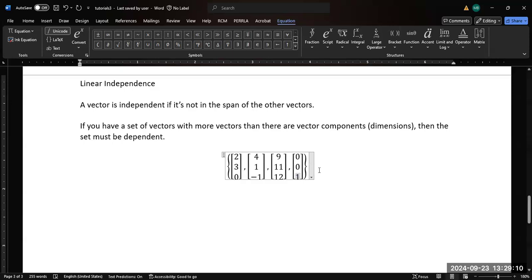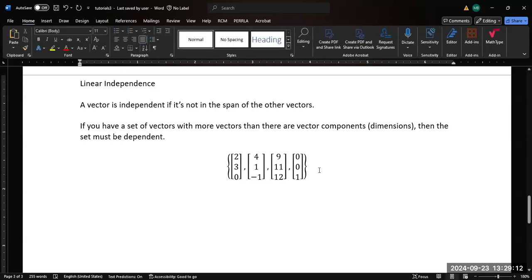It does not matter what the components are. They don't have to be pretty scalar multiples, but I have only 3 dimensions, and therefore I only need 3 vectors to span all of R3. The fact that I have a 4th vector guarantees that at least one of the vectors is going to be linearly dependent upon the other 3.